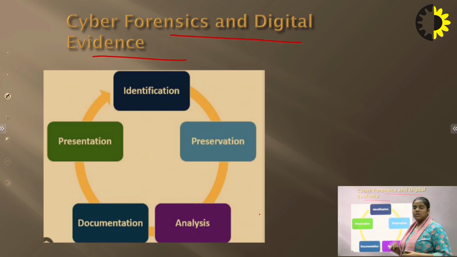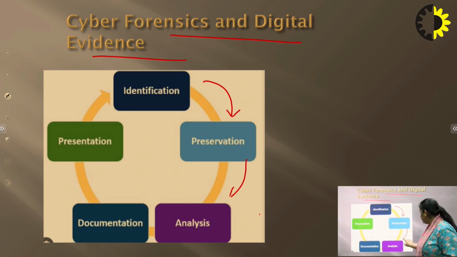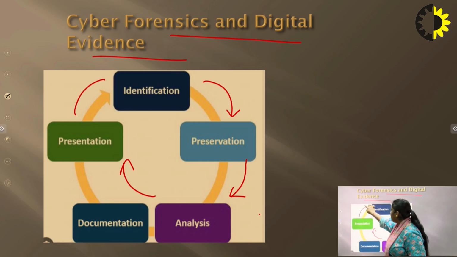First of all, we will choose the identification process. After that, we will move toward preservation of that evidence. Then we will analyze that evidence. After analysis, if it is forensically accepted, then we will prepare a document and present the document in front of court.